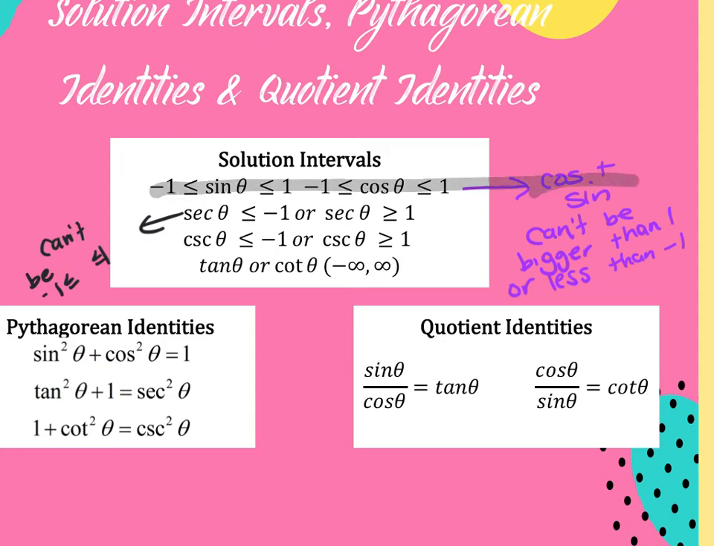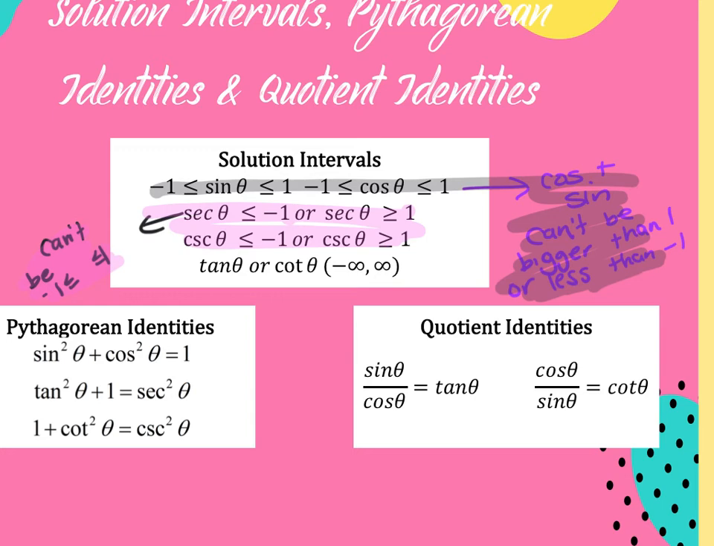So these can't be bigger than 1 or less than negative 1. Because then you're saying the hypotenuse is smaller than the adjacent side, or the hypotenuse is smaller than the opposite side. And the hypotenuse has to be the biggest side. Does that make sense? And then when I flip those, sine and cosine, I would get these reciprocals. And so this is the opposite. They can't be in between negative 1 and 1. They have to either be smaller than negative 1 or they have to be bigger than positive 1. And then tangent and cotangent, it doesn't matter. There's no restriction on those values.